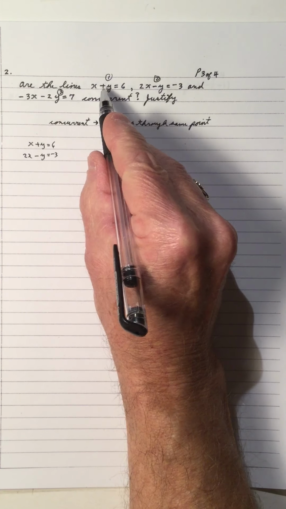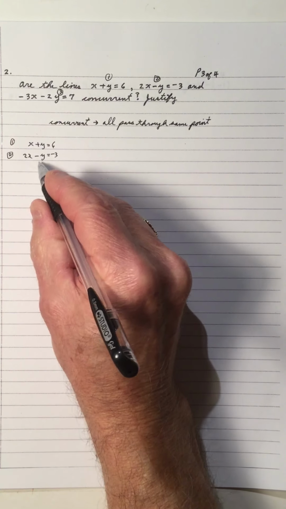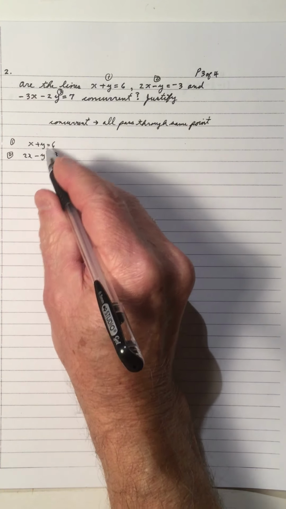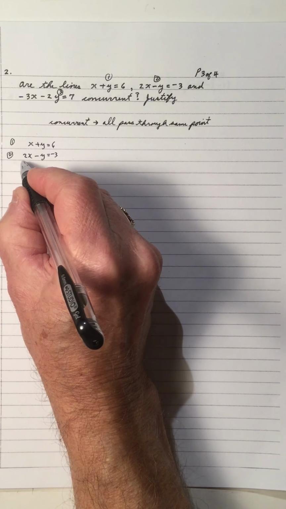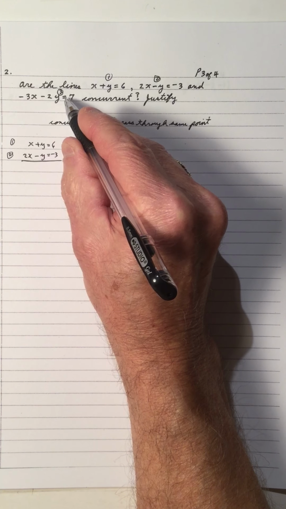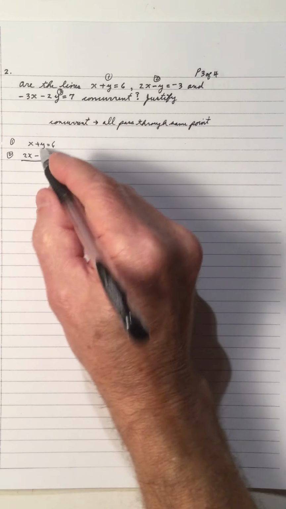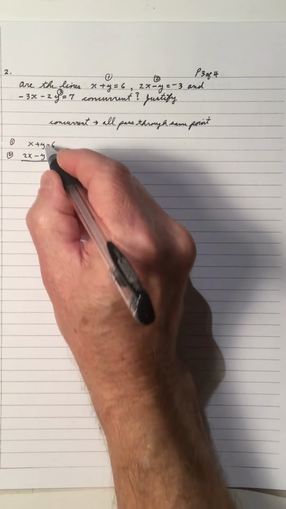Or another way, an easier way, is to solve these first two, get the point that these two intersect at. Take that point and put it into 3, and if that point makes this equation true, then that point is on all the lines, so that's where the lines intersect. If I sub it in and I don't make the equation true, then there's another point that the lines pass through. These two pass through a certain point. Let's solve it and see.